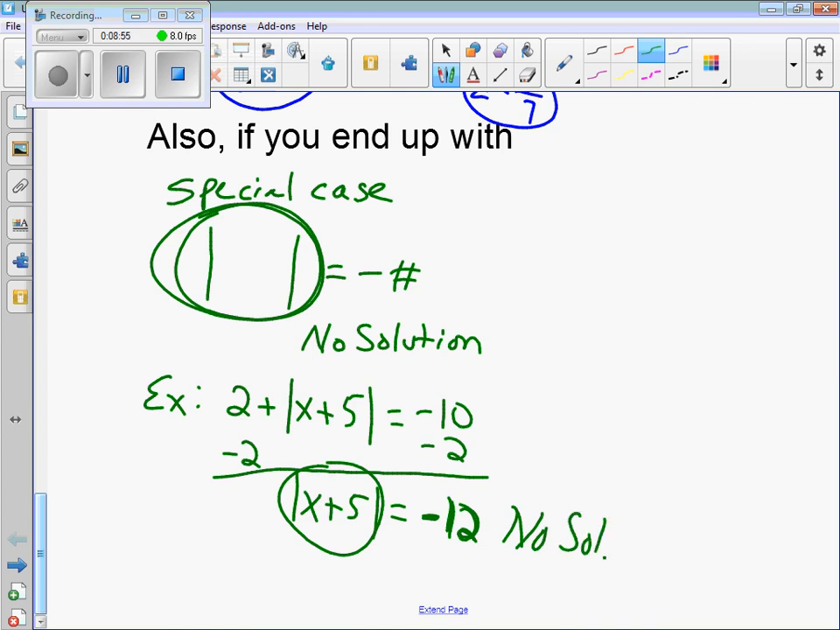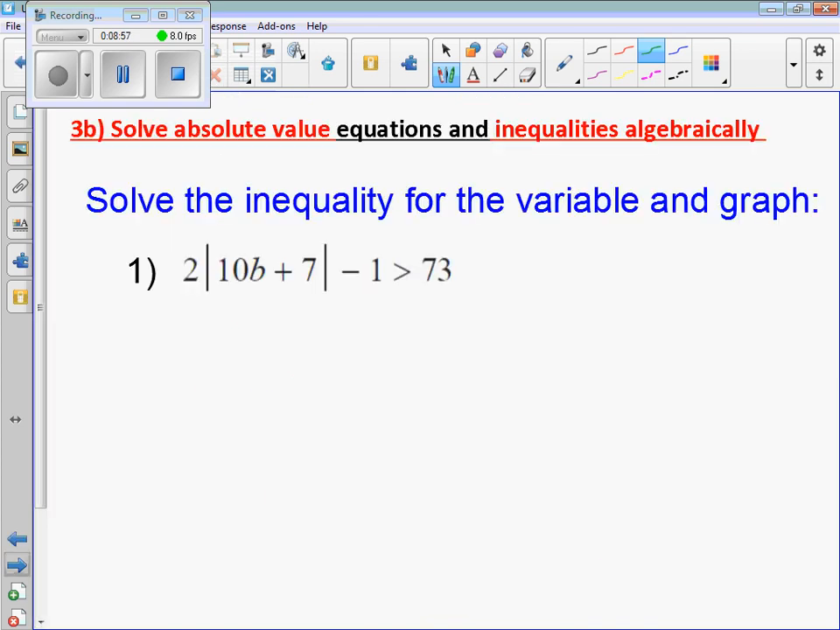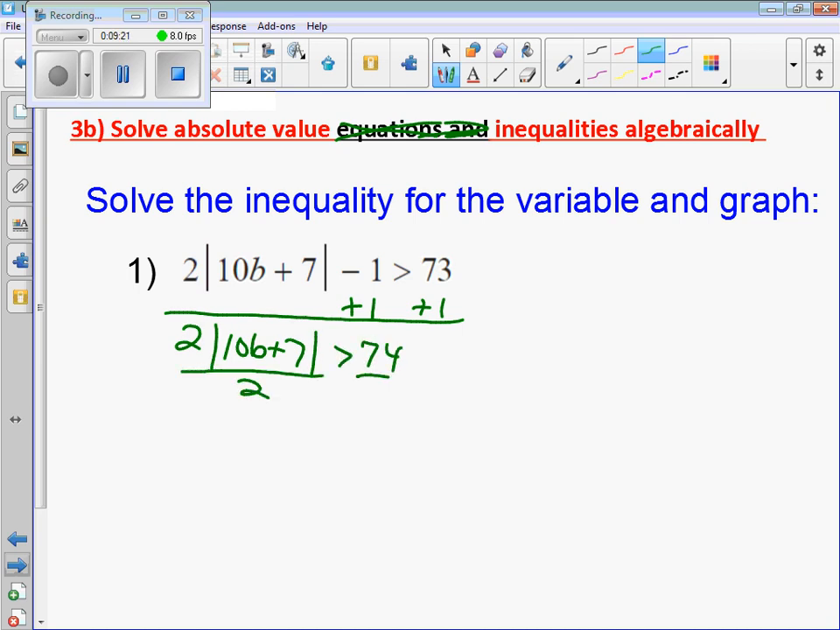Moving on. 3b is solve absolute value equations to inequalities algebraically. So we already took care of the equation, so we just want inequalities. So this is really very, very similar. You're going to isolate the absolute value first. Divide by 2.